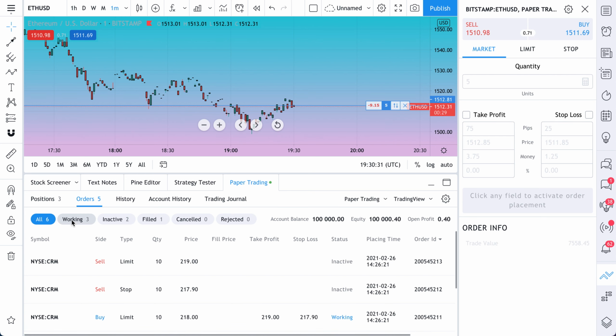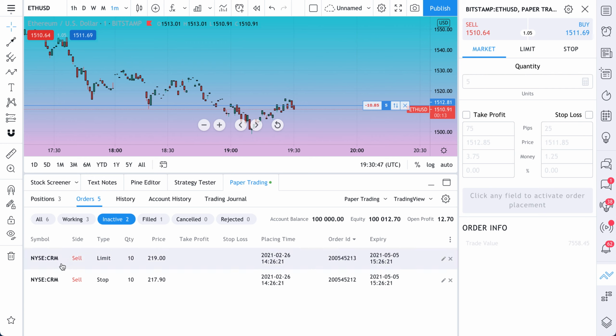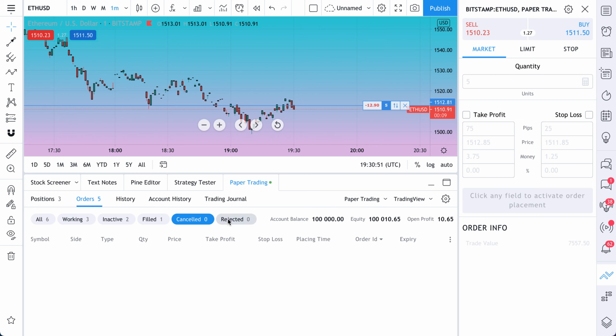We can sort them by working. Working would mean that the order is looking to get filled. It's live. It's ready to go. It's a stop loss or take profit target. Inactive. So the Salesforce position, filled, canceled, rejected.